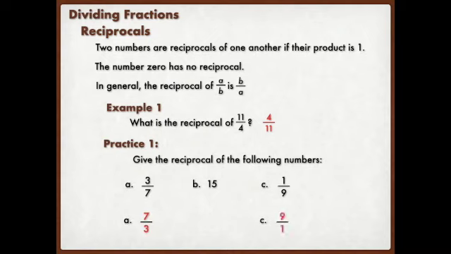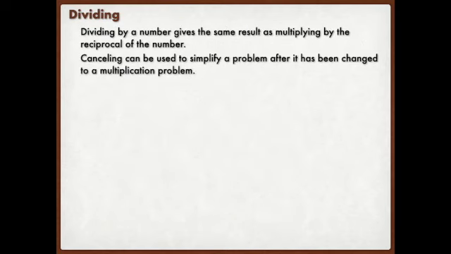Let's see if I was right. Yes, the reciprocal is the opposite. So 3 over 7 would make 7 over 3. 15 over 1 would make 1 over 15. And then 1 over 9, the reciprocal of that would be 9 over 1, which is 9. Now, dividing by a number gives the same result as multiplying by the reciprocal. So if I multiply the flipped version, that would be the same thing as dividing by that certain number.